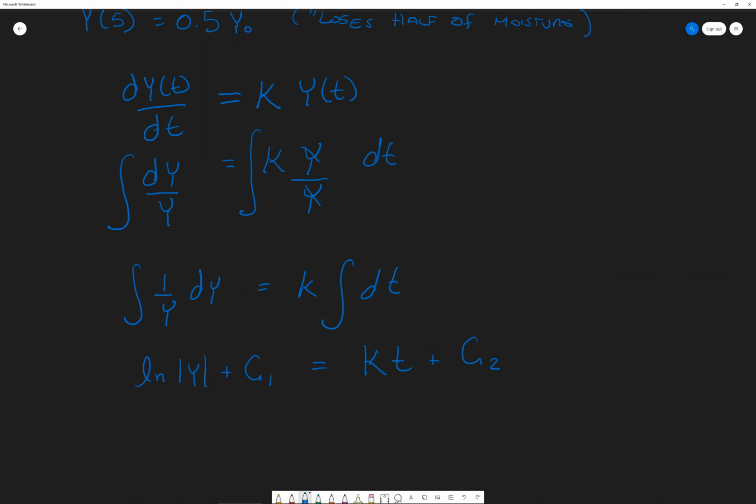I can then go and combine these two. I can combine c1 and c2. So I could say that my solution is ln of y is equal to k t plus, I don't know, I'll just make this c, where c is equal to c2 minus c1. Okay?